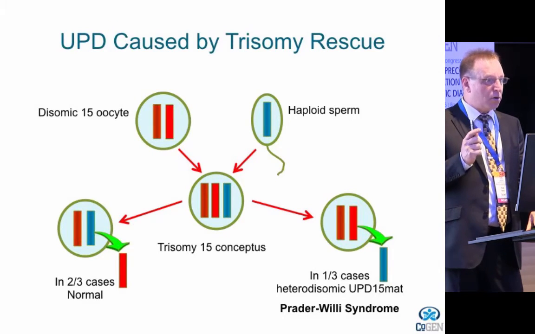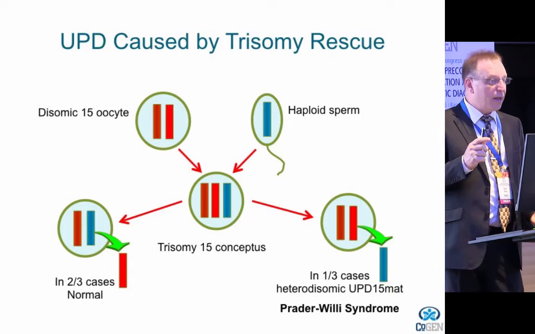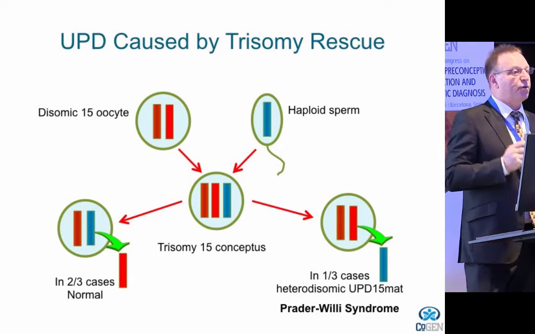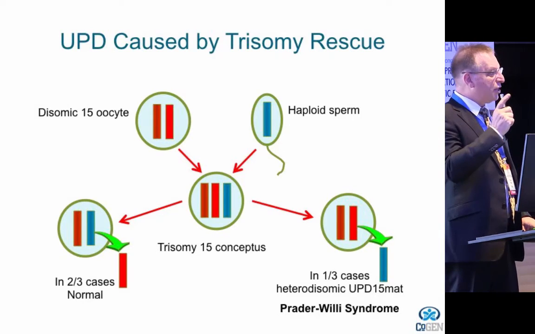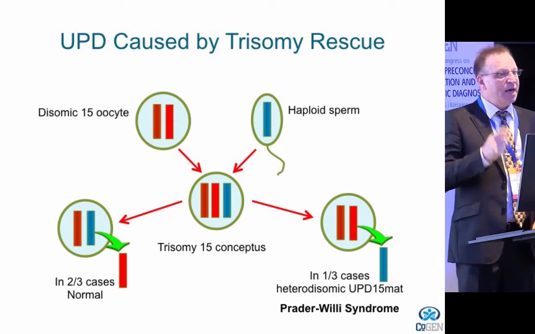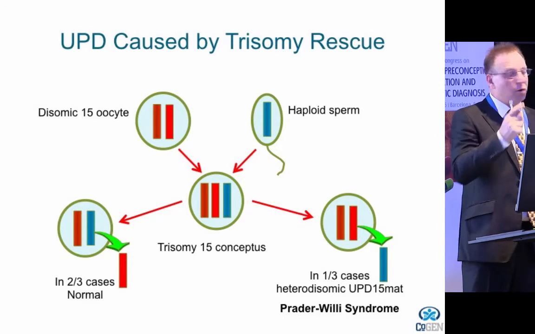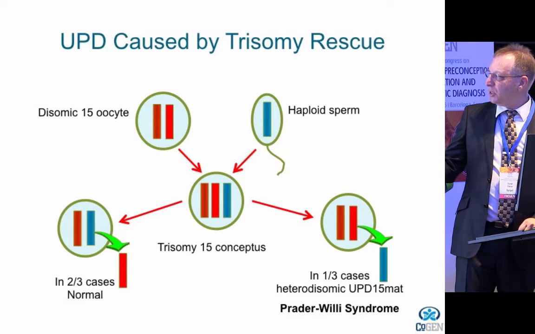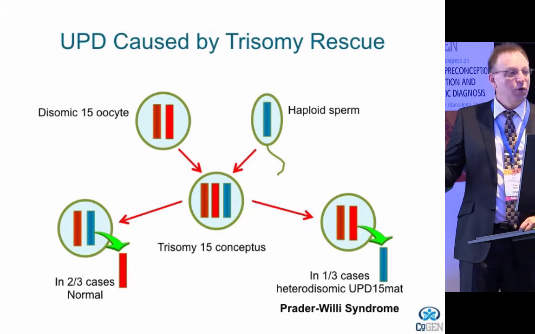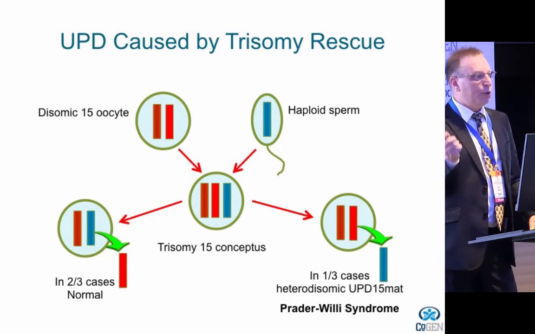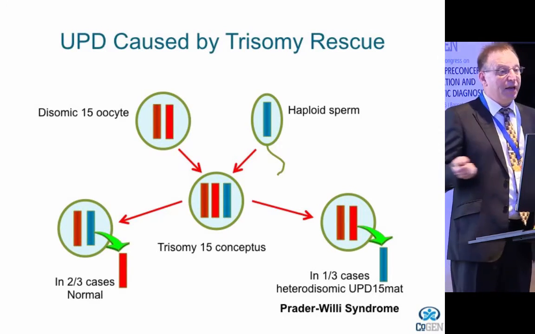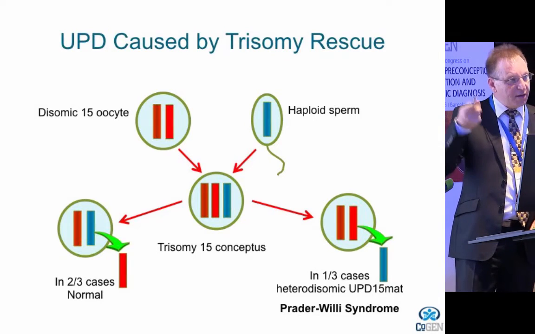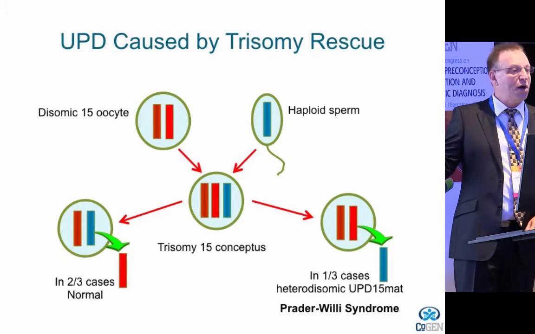So correction may occur by loss of one of the extra 15 chromosome. So let's assume that the chromosome that is lost by correction is one of the maternal extra chromosomes. So let's say this red maternal chromosome 15 is lost. We're left with two chromosomes, one paternal, one maternal, no problem. That is, if all the cells in the embryo have undergone that correction.